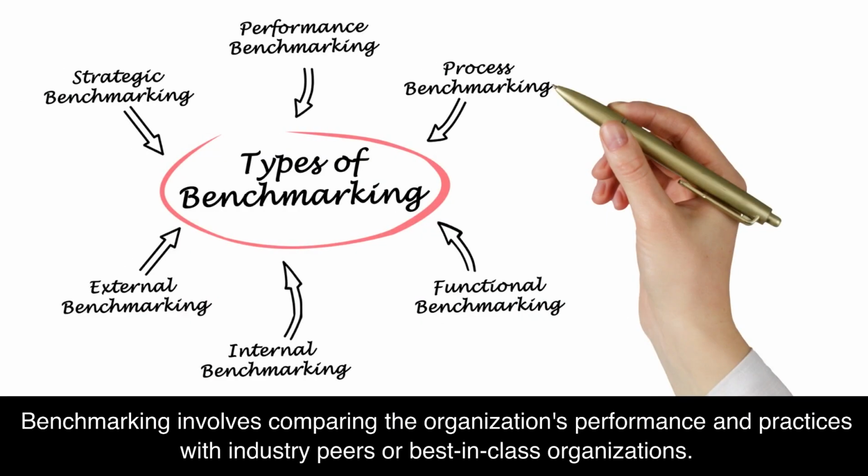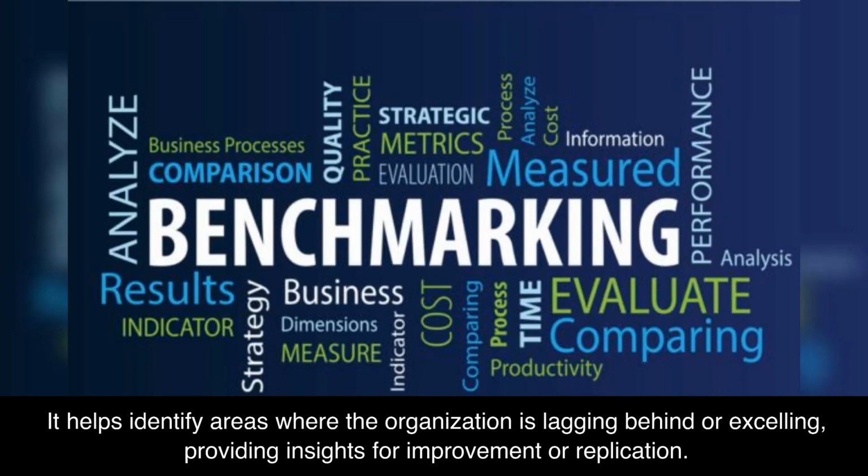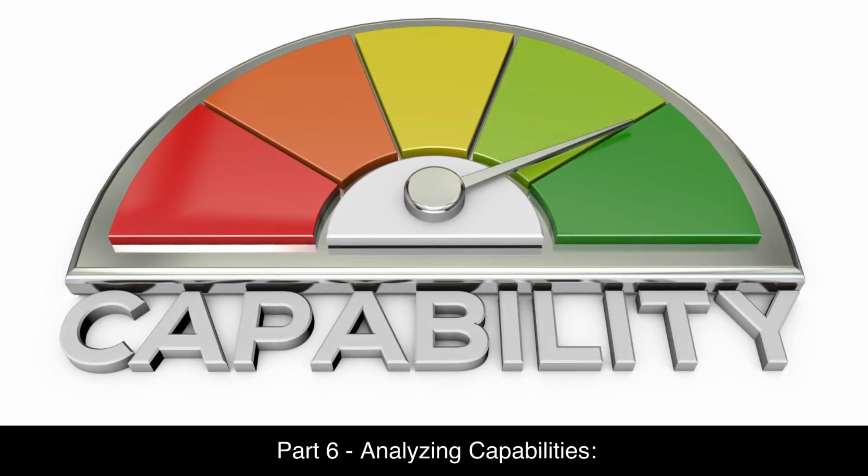Benchmarking involves comparing the organization's performance and practices with industry peers or best-in-class organizations. It helps identify areas where the organization is lagging behind or excelling, providing insights for improvement or replication. Part 6: Analyzing capabilities.